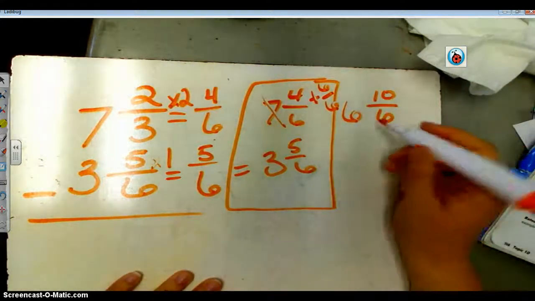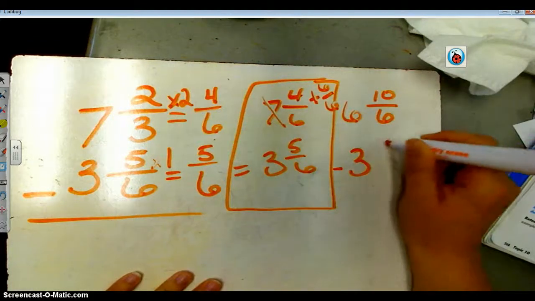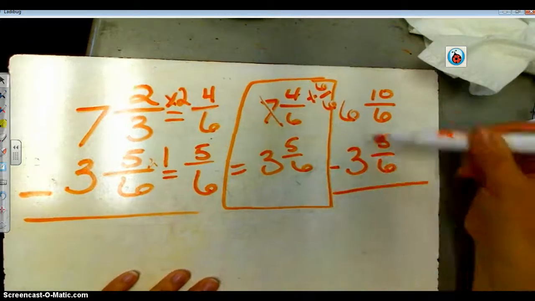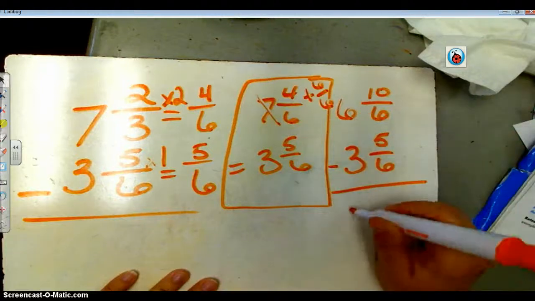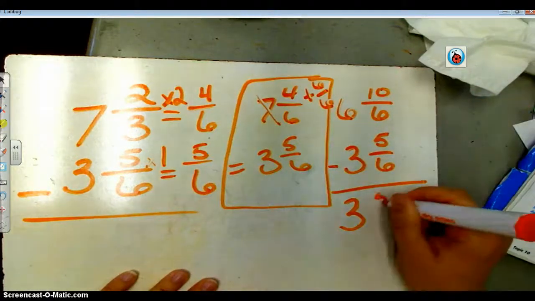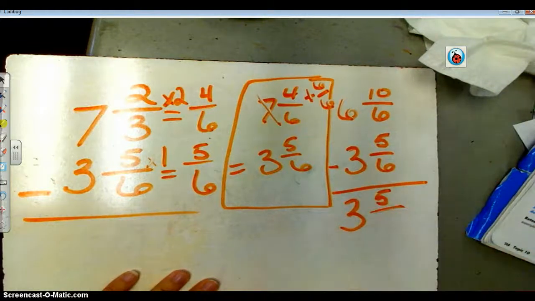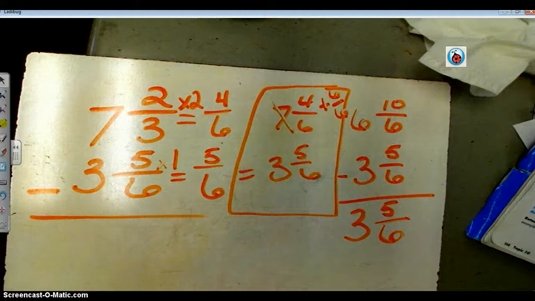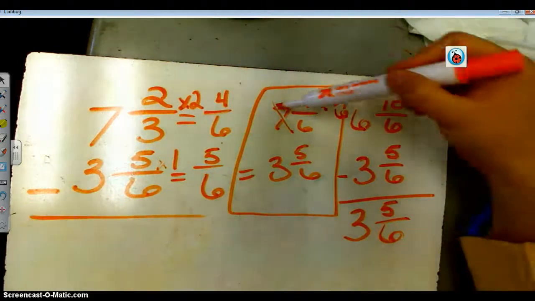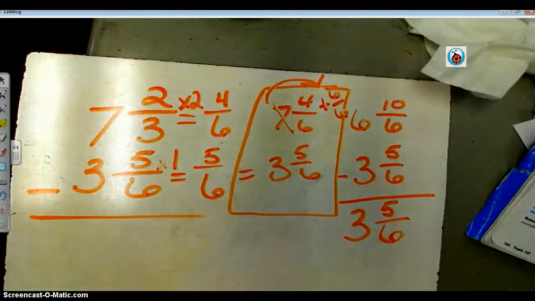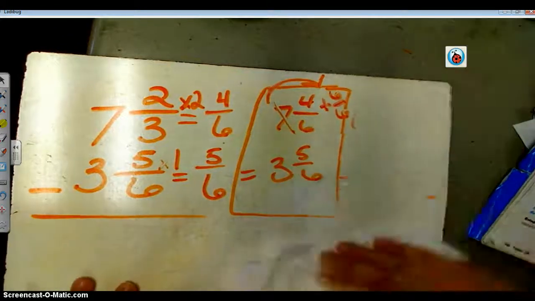Do we have to change 3 and 5/6? No. So, 6 minus 3 is? 10 minus 5 is? 5. What's my denominator? 6. So, what do we have to keep in mind here? We have to regroup. I thought our answer was 4 1/6.